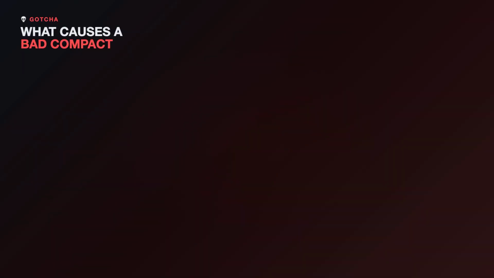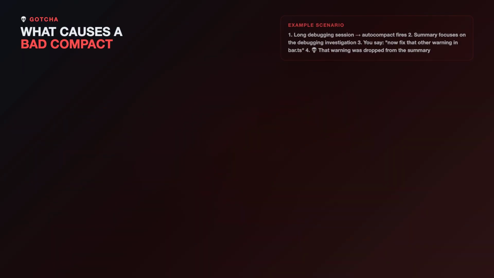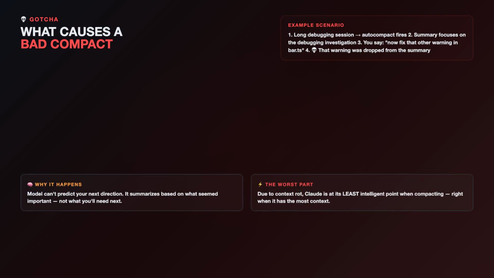Here's something most people don't know. Bad compacts happen when the model can't predict the direction your work is going. For example, autocompact fires after a long debugging session and summarizes the investigation. Then your next message is, "now fix that other warning we saw in bar.ts." But because the session was focused on debugging, that other warning might have been dropped from the summary.